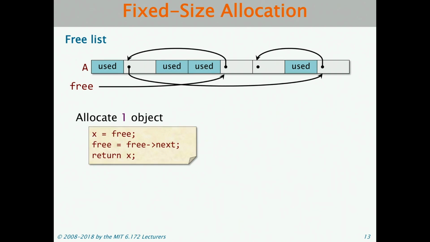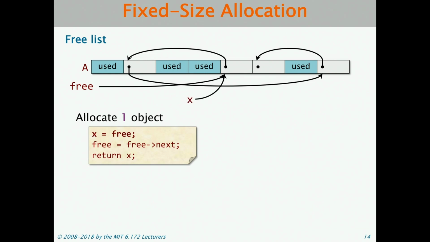So to allocate one object from the free list, you set the pointer x to be free. So free is pointing to the first object in this free list. Then you set the free pointer to point to the next thing in the free list. So this is doing free equal to the next pointer of free. And then finally, you return x, which is a pointer to the first object in the free list.